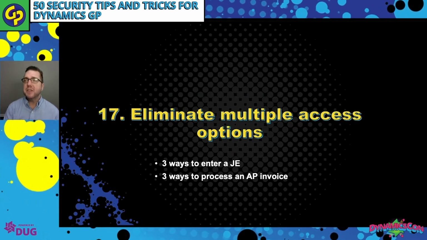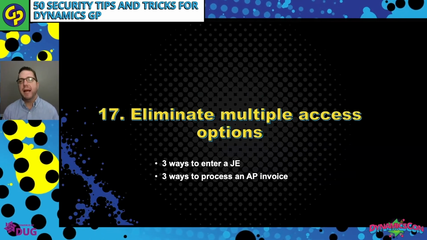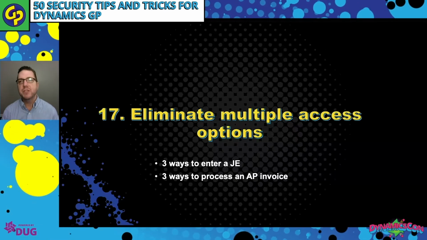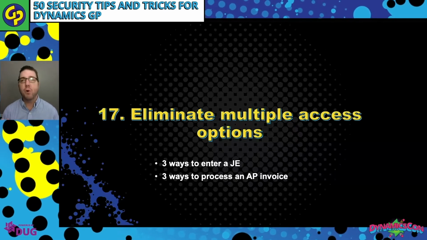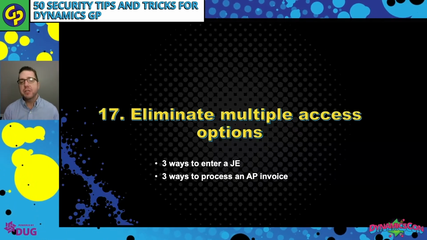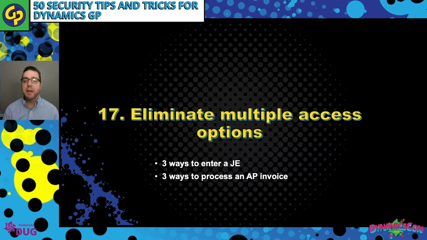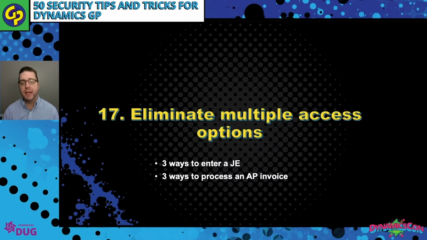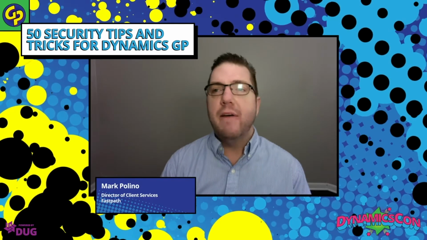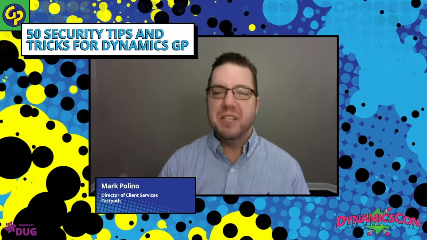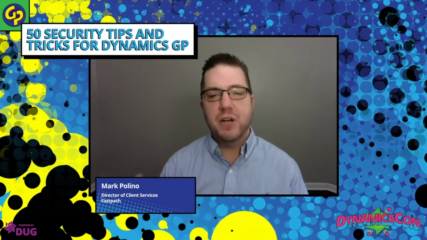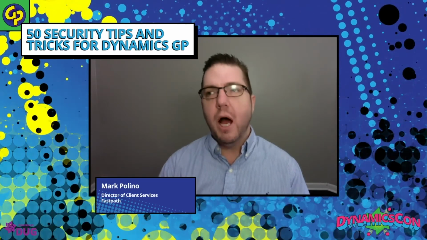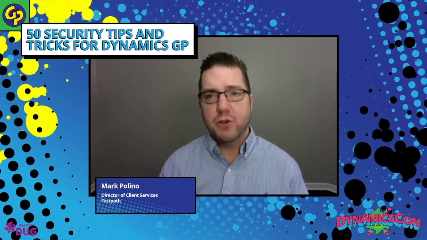Eliminate multiple access options. This is a great tip and an easy win. You can do this tomorrow. You can do this before we're done today and make your system more secure. So for example, there's 3 ways to enter a journal entry: transaction entry, quick journal, and clearing entry. Nobody uses clearing entry. I'm going to say that definitively. I tried to use it as a controller and it's terrible. Very few people use quick journals.